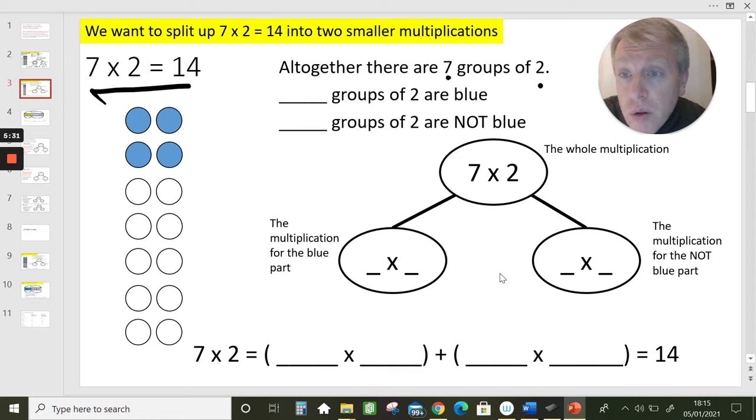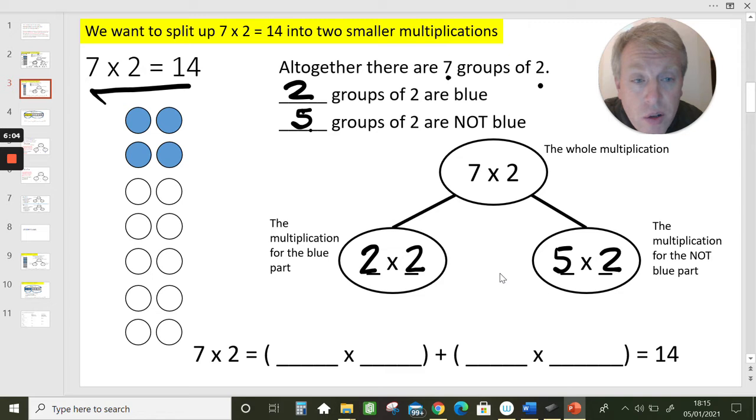How many are the groups of blue? Well, still 2 groups of 2. Don't think 4. That's 4. It's 4 circles altogether. But we are counting the groups of 2. 2 groups of 2 are blue. And the others are not blue. Well, there's 7 altogether. 2 groups blue, 5. 2 and 5 make 7. 7 times 2. The multiplication for the blue part is 2 times 2. 2 groups of 2. On the other side, it's 5 groups of 2. So we've split the whole multiplication, 7 groups of 2, into 2 groups of 2 and 5 groups of 2.